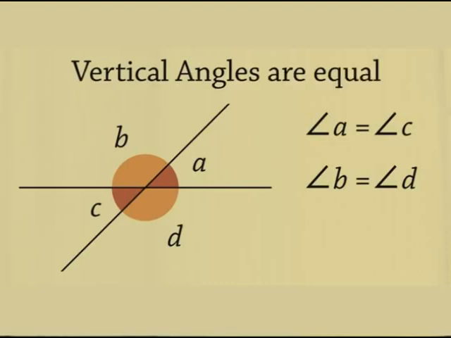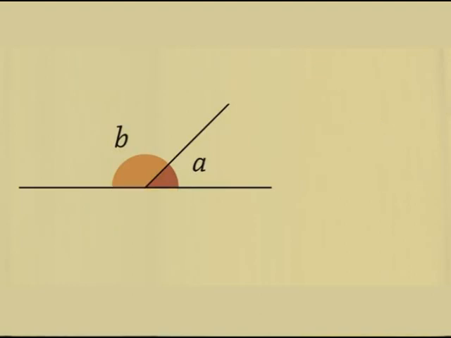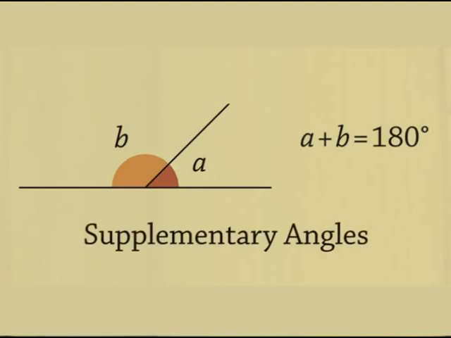Let us focus on the top half for a moment. These two angles form one straight line, 180 degrees. That means A plus B is equal to 180 degrees. Whenever two angles add up to 180 degrees, we call them supplementary angles.